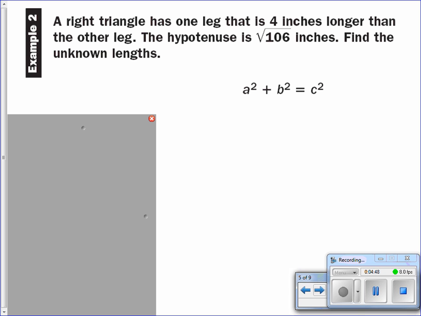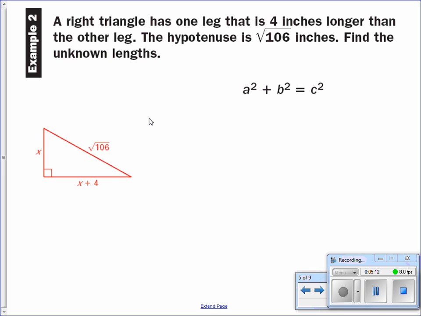creating Pythagorean theorem equations from kind of weird right triangles. So this right triangle has one leg that is 4 inches longer than the other leg. That means whatever one leg is, the other leg is 4 inches longer, or 4 inches more. And then they tell you the hypotenuse.